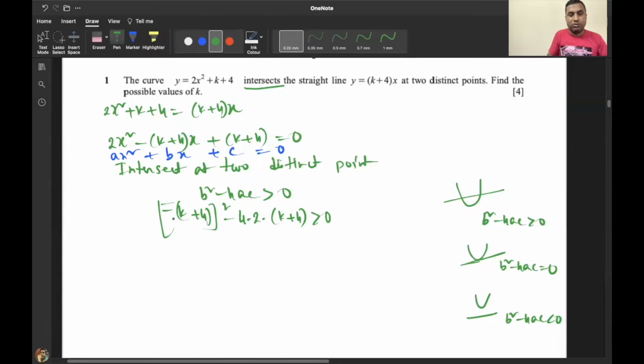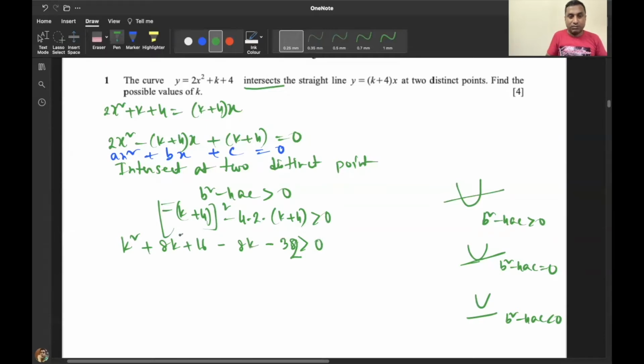Let me simplify this one. Since it is squared, the minus will be plus. Then k plus 4 whole square means k plus 4 into k plus 4. Otherwise we can apply the formula k plus 4 whole square, that is a square plus 2ab plus b square, that means k square plus 8k plus 16, minus 4 times 2 is 8, 8k minus 4 8s are 32, greater than 0.